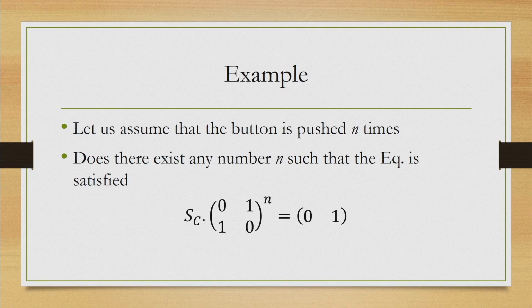Mathematically, we can formulate this problem in the following way: we have a current state which we do not know, and we are pushing the button n times. In other words, this matrix gets multiplied n times with the intention that we reach the off state. So, what is the suitable value of n such that we can always ensure that, irrespective of the current state, we can reach the off state?